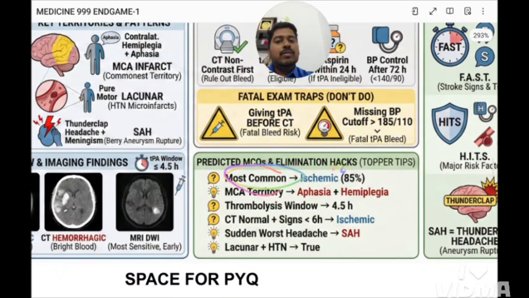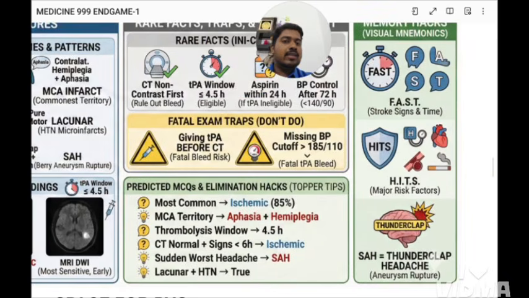So which is the most common type of stroke? It is ischemic stroke. If the MCA territory is involved on the dominant hemisphere, you will have aphasia, along with contralateral hemiplegia. Thrombolysis window, remember, is 4.5 hours. A normal CT within 6 hours indicates ischemic stroke, because only after 6 hours can you find ischemic signs on CT. Sudden worst headache should point you towards subarachnoid hemorrhage, and lacunar stroke is seen along with hypertension in hypertensive people.